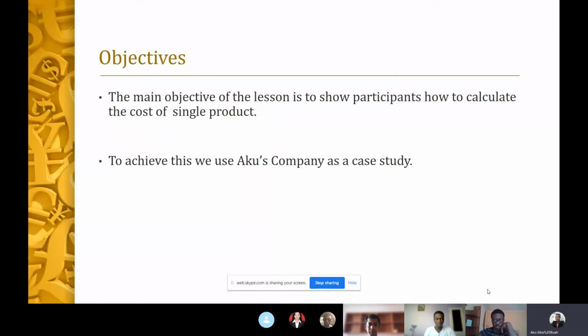The main objective of this lesson is to show participants how to calculate the costs of a single product. And to do this, I'm going to use a case study from Aku's company.